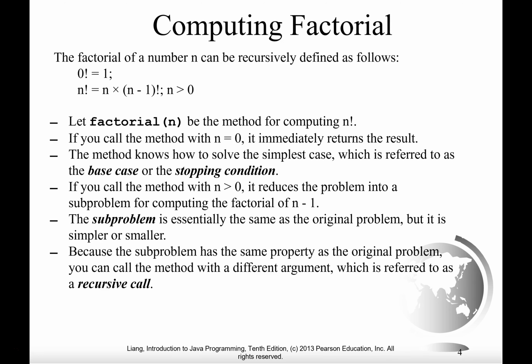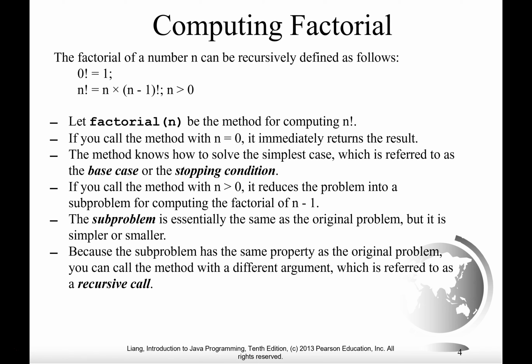So what we're going to be looking at is computing the factorial using recursion. The factorial of a number can be recursively defined as follows. The factorial of 0 equals 1, and the factorial of n equals n times the factorial of n minus 1, where n is greater than 0. So we're going to let factorial(n) be the method for computing n factorial. If you call the method with n equal to 0, it'll immediately return the result.